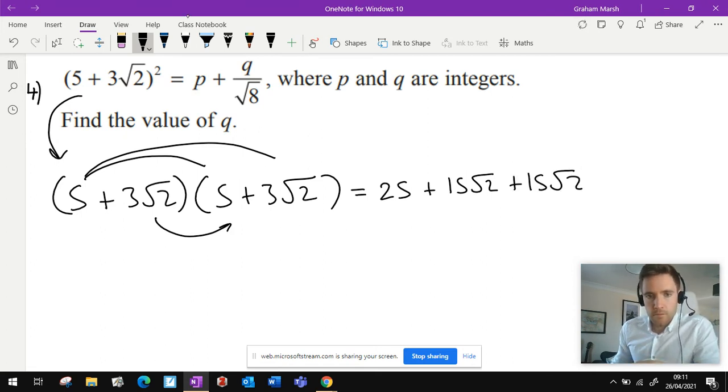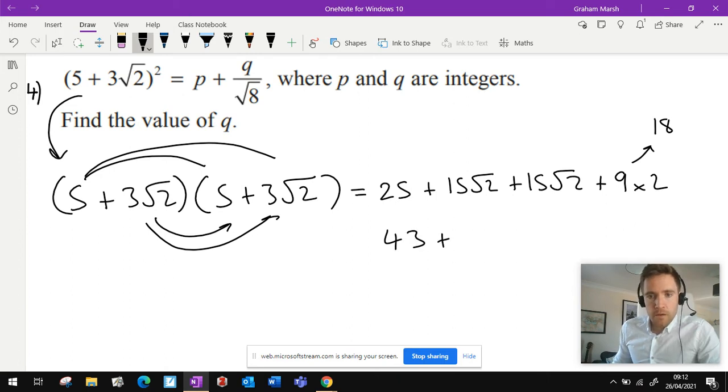3 root 2 times 5, same thing. And we've now got 3 root 2 times 3 root 2, so everything's being multiplied together there. We get 9 times 2, so the 3 times 3 gives you the 9, the root 2 times the root 2 gives you 2, so this in itself is going to be 18. We simplify all this together here, we're going to get 43, and we're going to get 30 root 2's. Okay, now that is simplified.